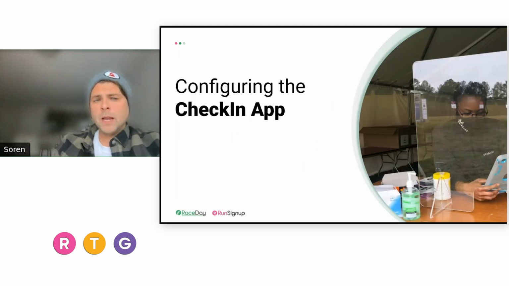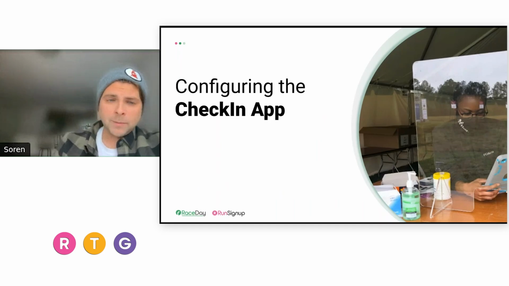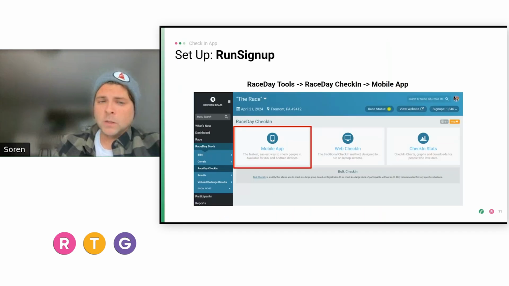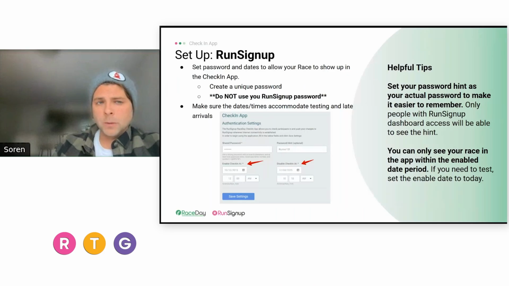But the first stop here is actually not in the check-in app itself. It's in configuring the check-in app. Before you can use the check-in app or use your race in the check-in app, you need to enable a couple things on the RunSignup platform side. This is available in RaceDay Tools, RaceDay Check-in, mobile app. You need to set a shared password. It should be unique, and please, and I'll probably reiterate this at least one more time, do not use your RunSignup password when you're doing this.